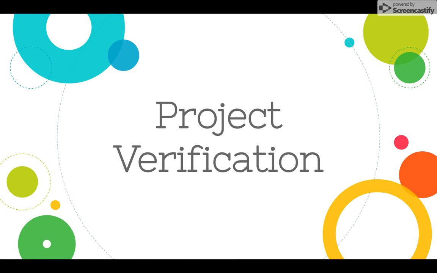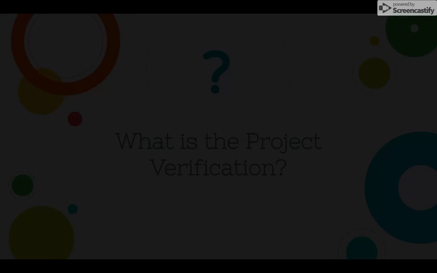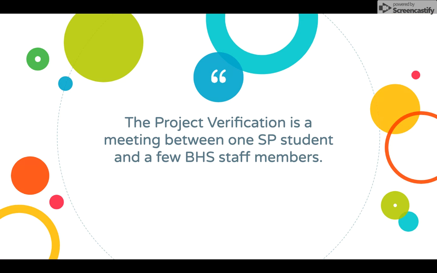Today we're going to talk about project verification. All right, so what is project verification? Well, it's something that happens in quarter three and quarter four, and the idea behind it is to get your project in front of the eyes of some new folks. Project verification is a meeting between you, the senior project student, and 2 to 3 BHS staff members who are not your mentor, by the way.